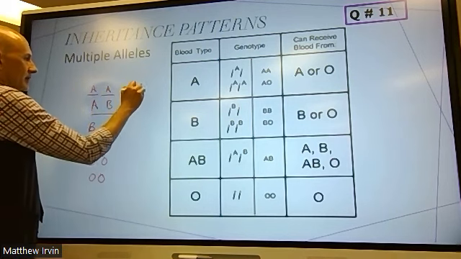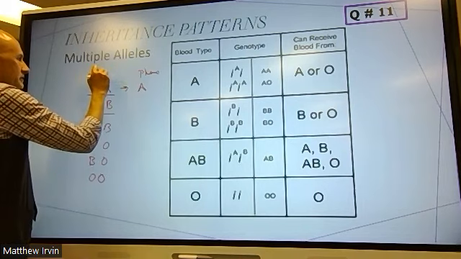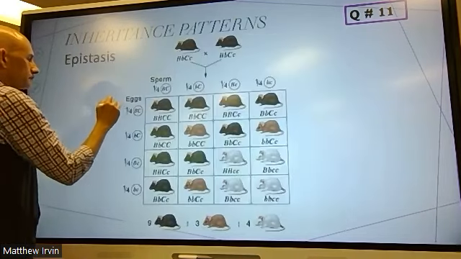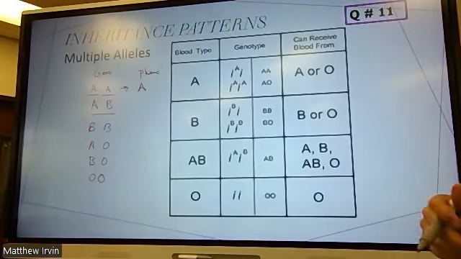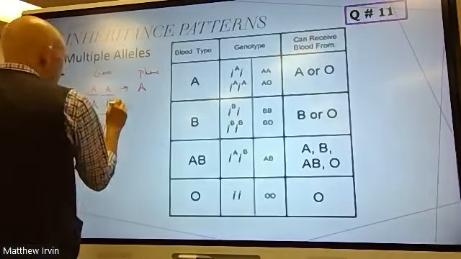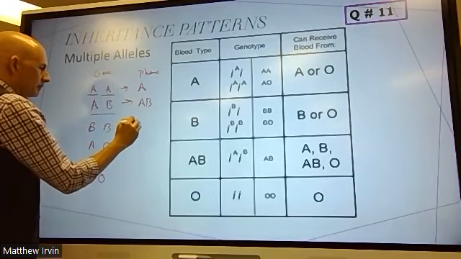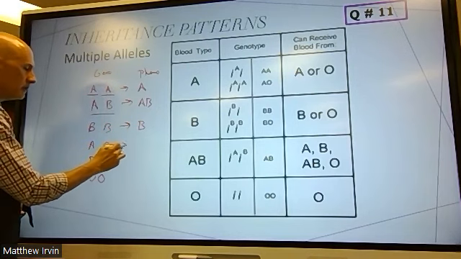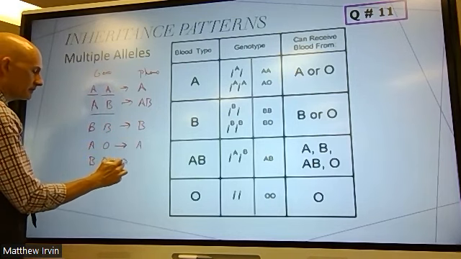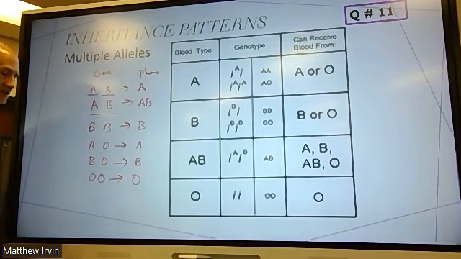So this would give you type A blood. So this would be your phenotype. This would be your genotype. A and B are codominant. So your phenotype here is AB. This would give you type B blood. Both A and B are dominant over O. This would give you type A blood. This would give you type B blood. And this would give you type O, because that is the recessive out of all of them.